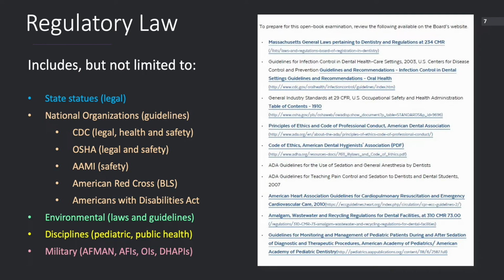And on the right, I just took an excerpt from Massachusetts. This was part of getting licensed in Massachusetts. And if you scroll down, or if you just peruse the items listed on that graphic, you'll see a variety of things ranging from amalgam, wastewater, the American Heart Association, sedating pediatric patients, and so forth. So you can see they expect you to be familiar with a variety of regulatory law to practice in their state.